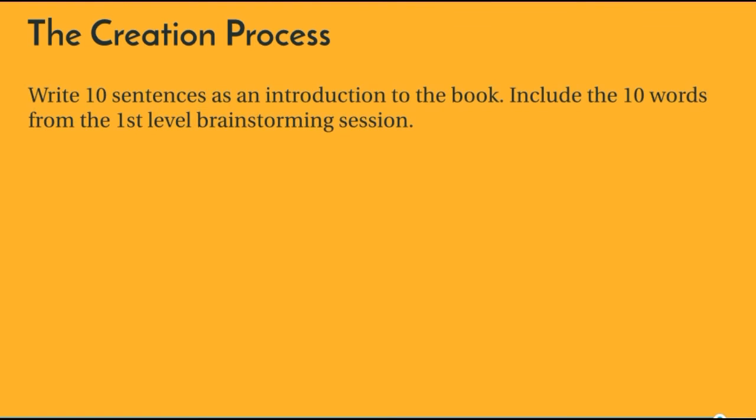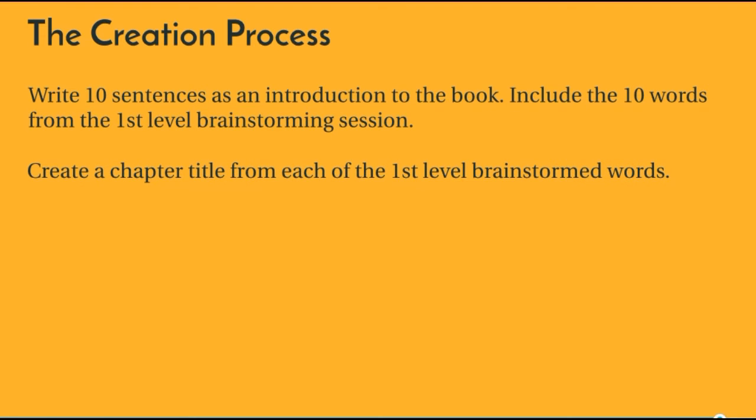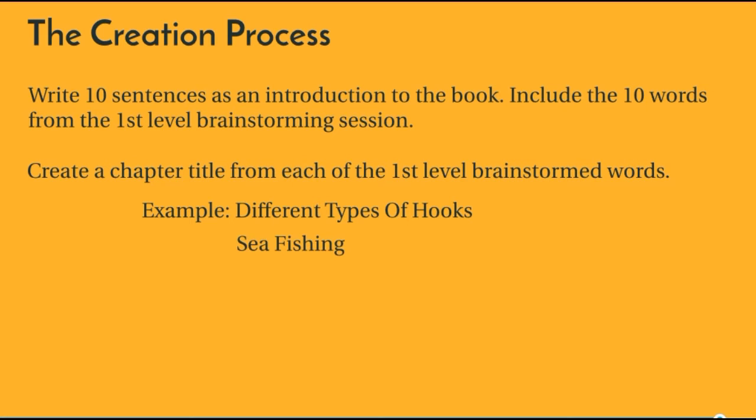To start writing, write 10 sentences as an introduction to the whole book. This introduction will include all the subjects indicated by the first 10 words of your brainstorming session. Let's call this the first level brainstorm. From each of these words we can derive a chapter title. For example, different types of hooks, or sea fishing.